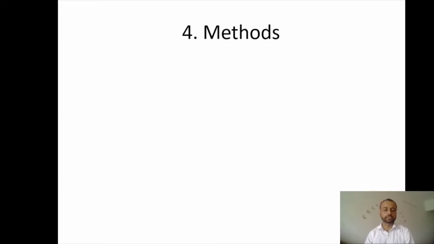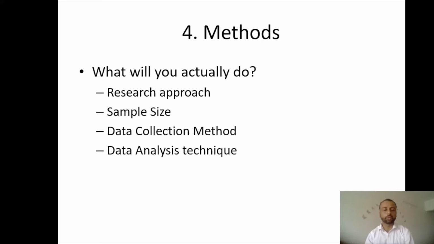Fourth aspect, and that is the methods. Methods include a lot of things. In qualitative research, method means what is my research approach, that we have largely talked about in the second module. And then methods include my sample size, my data collection techniques, and the data analysis technique. So I think the first point has already been covered, and the fourth point we'll cover in the fourth module.